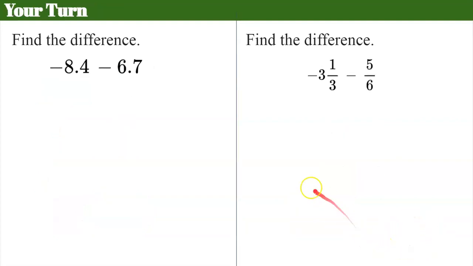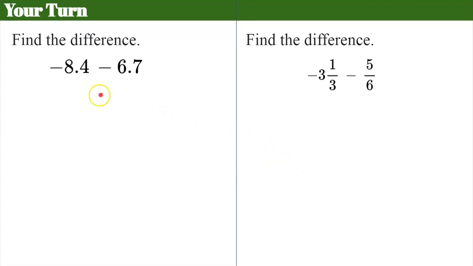Your turn. I would like you to pause now, write down these problems, remember your rule, rewrite them to addition, and then use your adding rules to find the difference. Go ahead and pause. Come back when you want to check your work.